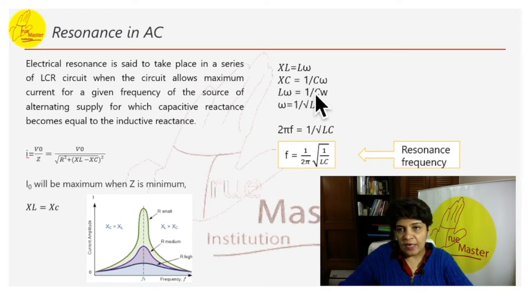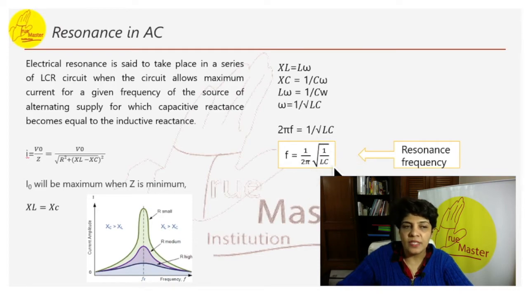So L omega, if they both are equal, because we are saying XL equals XC, so L omega equals 1 by C omega. So the value of omega will be 1 by root LC. And the value for omega we can write as 2 pi f, for frequency, equals 1 by root LC. So f can be written as 1 by 2 pi root LC.